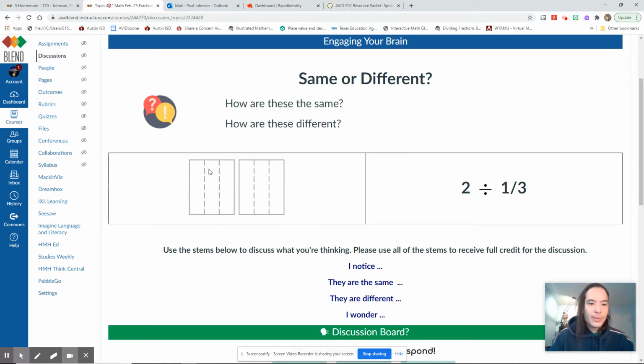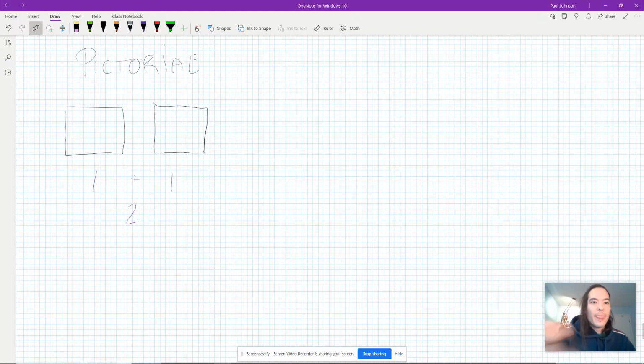All right. So what they have done is basically they are taking their 2 wholes and they are chopping them up into 1, 2, 3 pieces, 1, 2, 3 pieces. So whenever you see those dashed lines, that means that they are cutting something up. All right. So they just cut this whole into 3 pieces. They cut this whole into 3 pieces. All right.